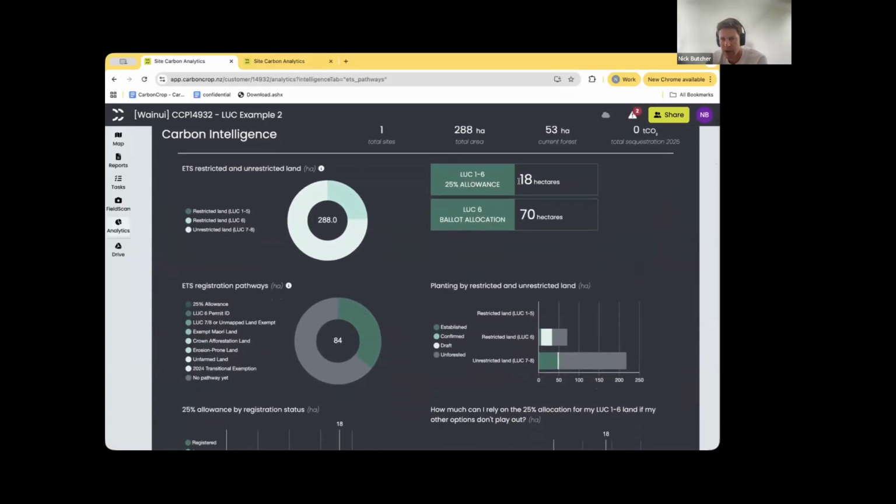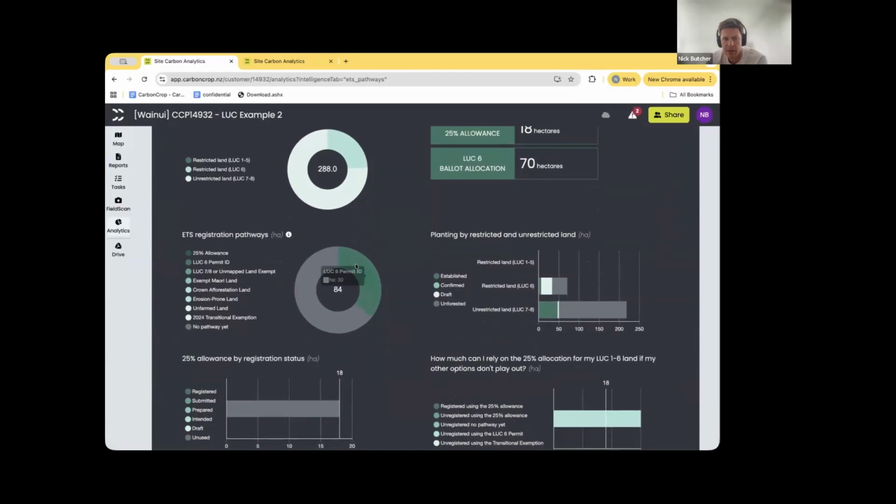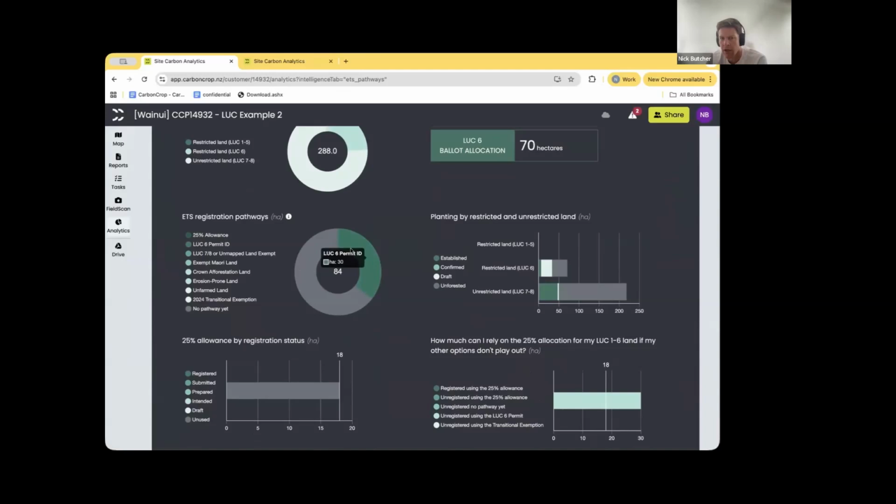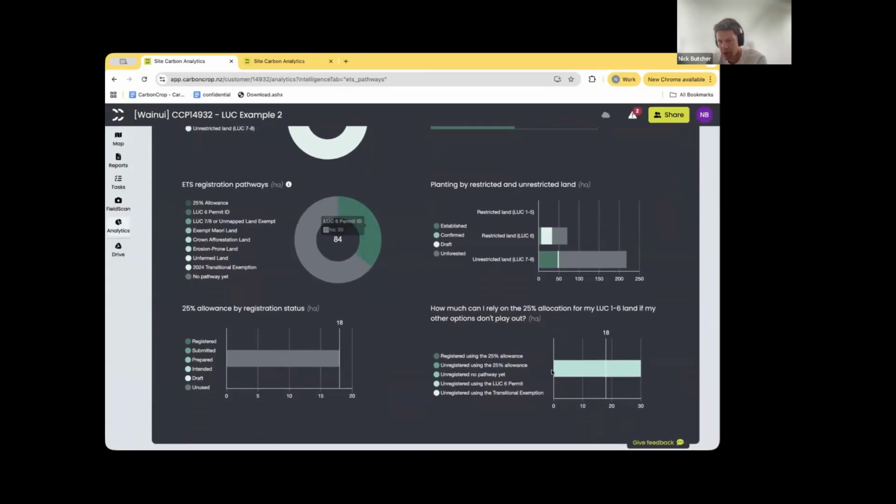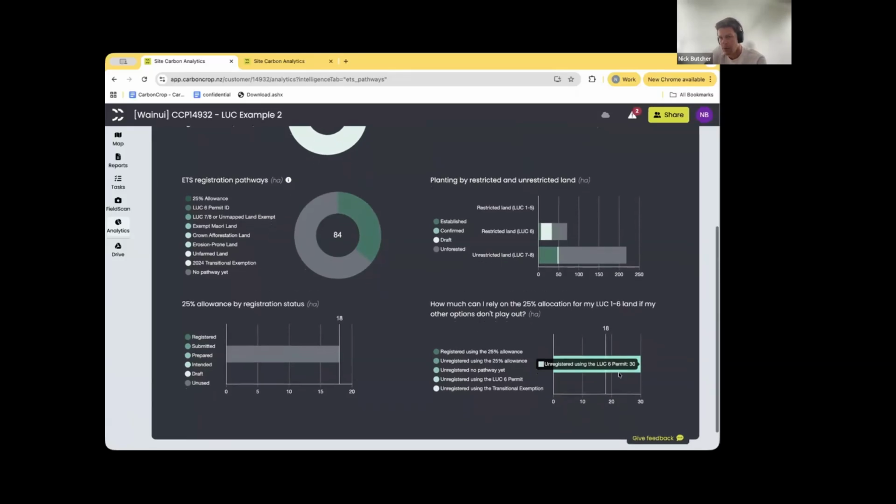The LUC 1 to 6 allowance is only 18 hectares, yet there's 30 hectares which is currently proposed relying on the LUC 6 permit. That's fine if the permit goes through. The problem is if the permit is refused and there wasn't any transitional exemption in place, you can't just fall back on, oh, well, I'll just use my 25% pathway, because your 25% might not be enough. And so this is one of those things where you might want to hold off on the planting until you actually get the permit in place.